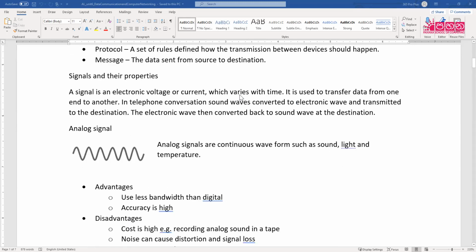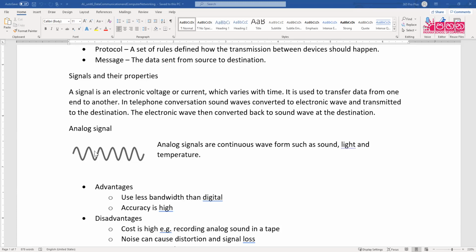Now, the next thing that we have to discuss is signals. You know that when it comes to transmission, you are transmitting signals. When you talk about signals, there are two types: we have analog signals, and we have digital signals. A signal could be a voltage or a current, something that may vary with time.